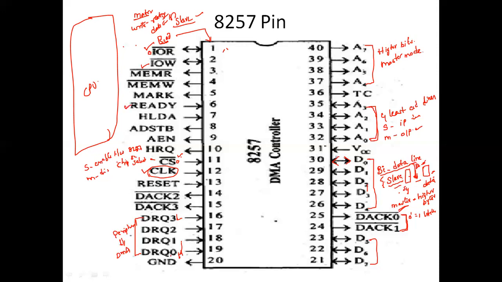And next we'll be going for the ready pin. So what do we mean by a ready pin? It is an active high signal which helps make the DMA ready by inserting wait states. That is the purpose of the ready signal.